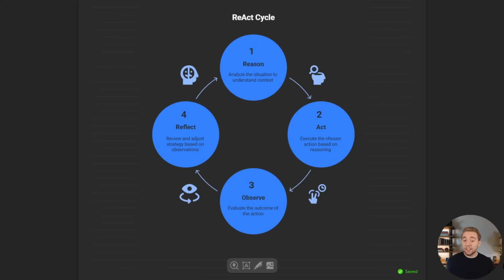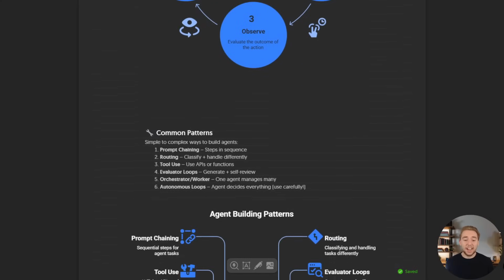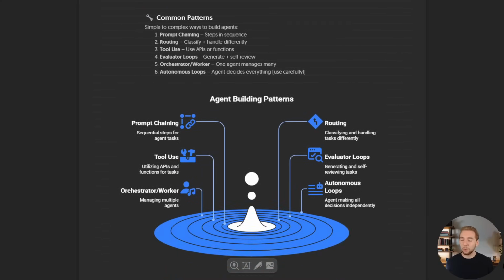And then the next component I could definitely spend an entire video series covering, because we have common patterns for building agents and multi-agent workflows. So we have prompt chaining, which is having multiple agents just running sequentially. We have routing, where we use one LLM to route the request to specialized agents. We have tool use, which we've seen already. We have evaluator loops, where we have an LLM produce some output, and then another LLM evaluate it, with a loop of self-correction if necessary.